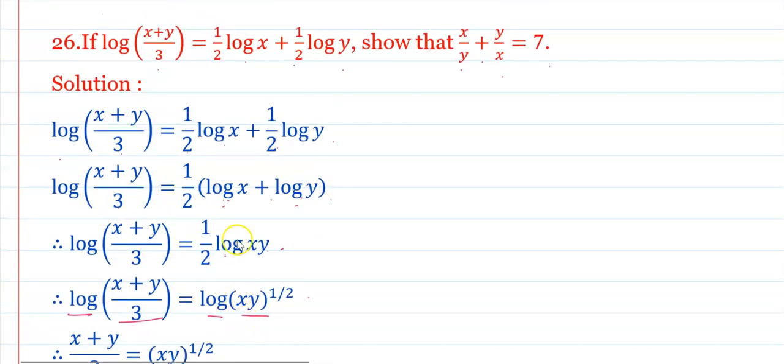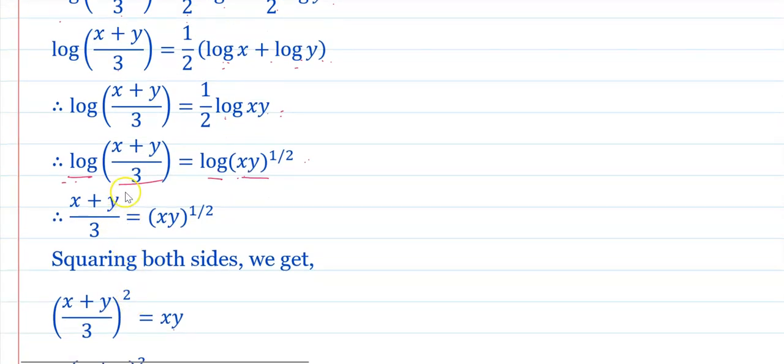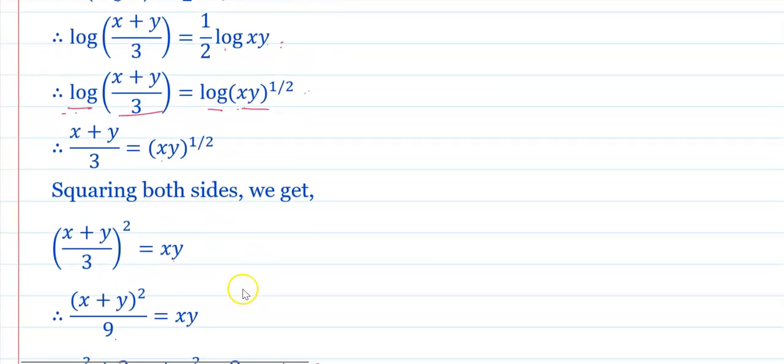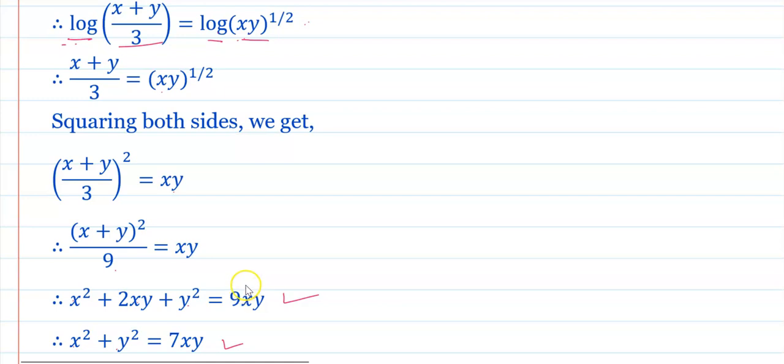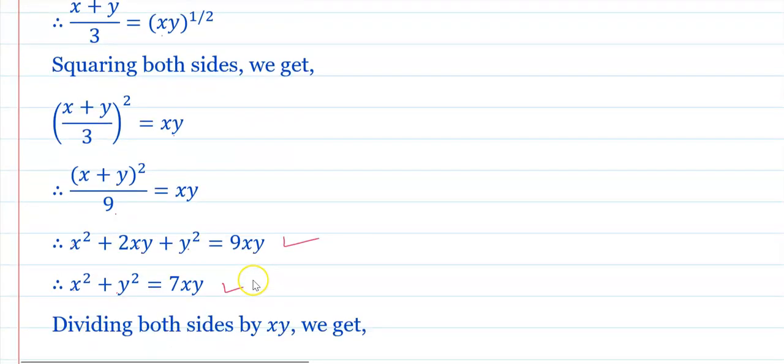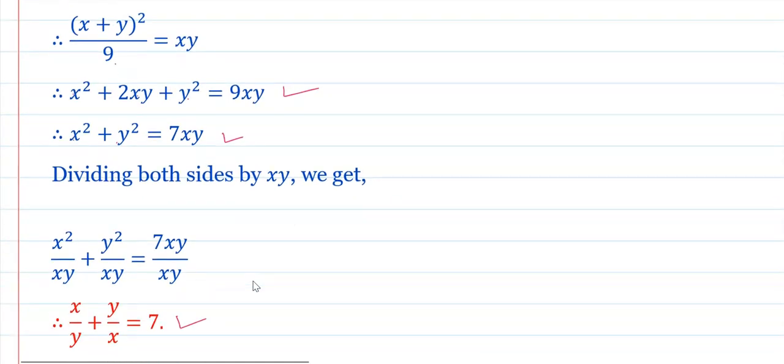Now you can see here: first take 1 upon 2 common. Use the log rule here for multiplication. 1/2 is there, and the rest remains. As both sides are log, these two quantities must be the same, that is (x plus y) upon 3 is equal to xy raised to 1/2. Squaring on both sides, and then simplify. Divide on both sides by xy, and hence you will get the answer.